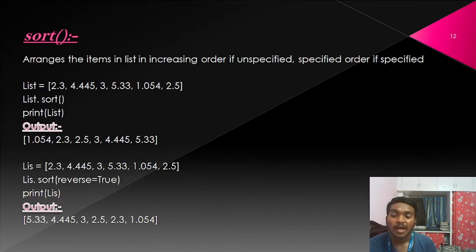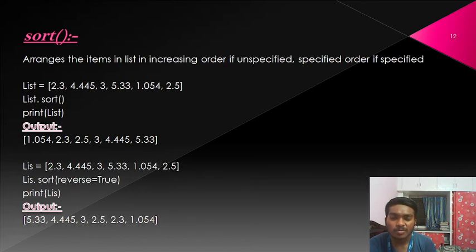The sort method arranges the items in the list in increasing order if unspecified. The list is equal to 2.3, 4.445, 3, 5.33, 1.054, 2.5. list.sort(). Now in the parameters we did not specify an order, so it will bring the increasing order of the numbers present in the list.